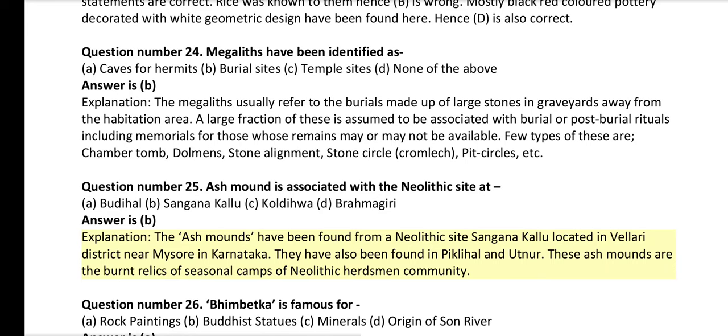Explanation. The ash mounds have been found from a Neolithic site Sanganakallu located in Vellari district near Mysore in Karnataka. They have also been found in Piklihal in Utnur. These ash mounds are the burnt relics of seasonal camps of Neolithic herdsmen community.